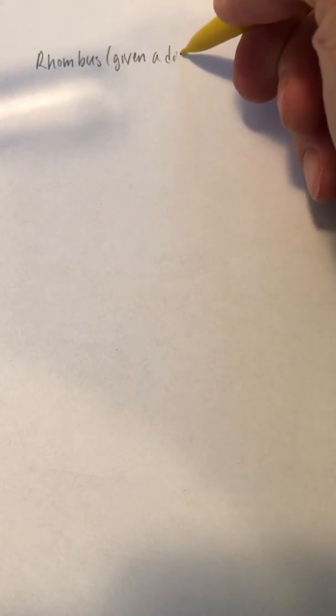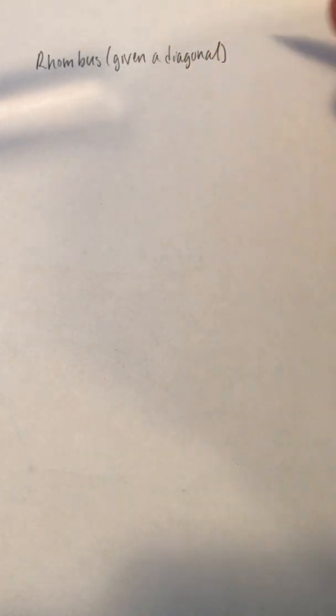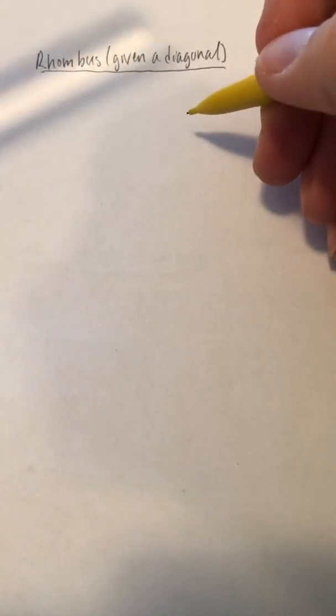Our next construction, number 2, is the rhombus given a diagonal. Okay, so we're going to do a rhombus given a diagonal. Okay, the rhombus given the diagonal. And this is another part for helping us do some segment bisections and perpendiculars. So I'm going to draw a long segment here. Okay, that's the diagonal of a rhombus.